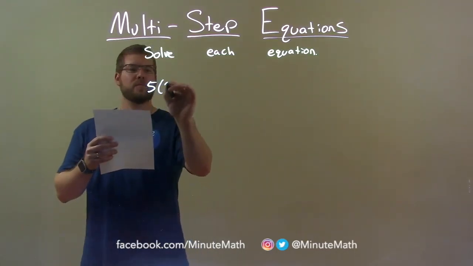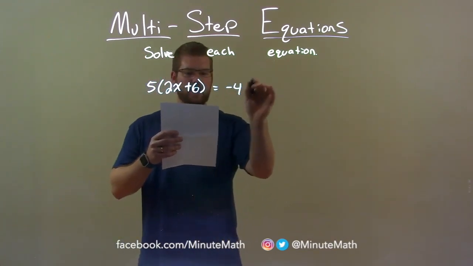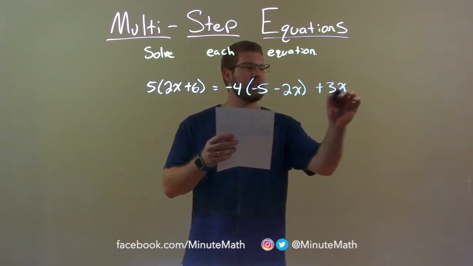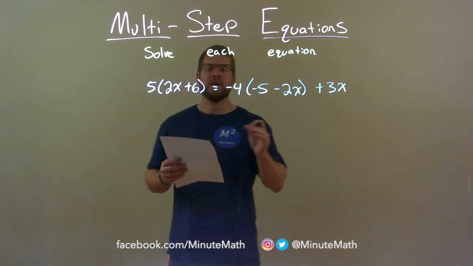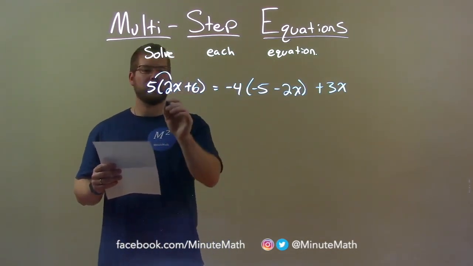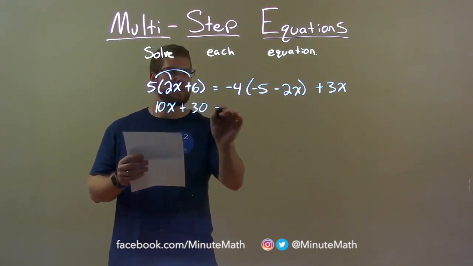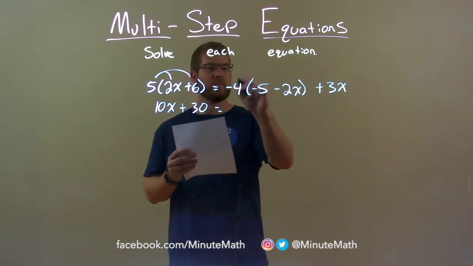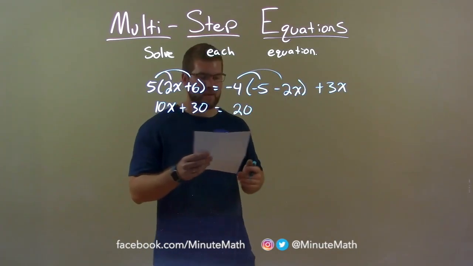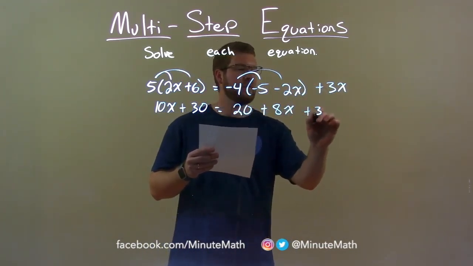5 times 2x plus 6 equals to negative 4 times negative 5 minus 2x, and I have plus a 3x on the right. Again, my goal is to get x by itself. First step, I'm going to distribute the 5 into the first parenthesis. 5 times 2x is a 10x, and 5 times 6 is a 30. We're going to do the same thing with the negative 4. Negative 4 times a negative 5 is a positive 20, and negative 4 times a negative 2x is a positive 8x. And then we bring down the 3x.